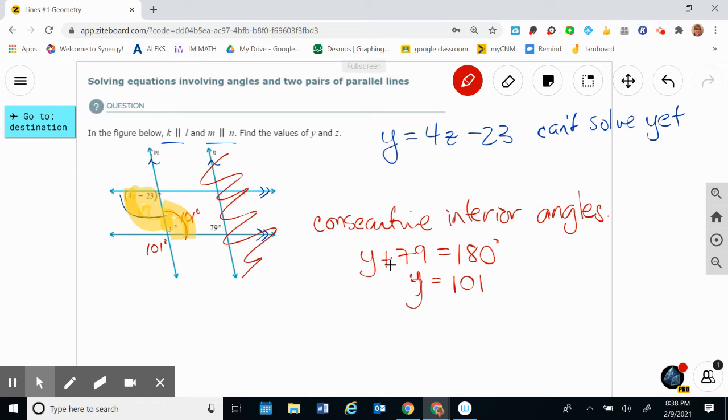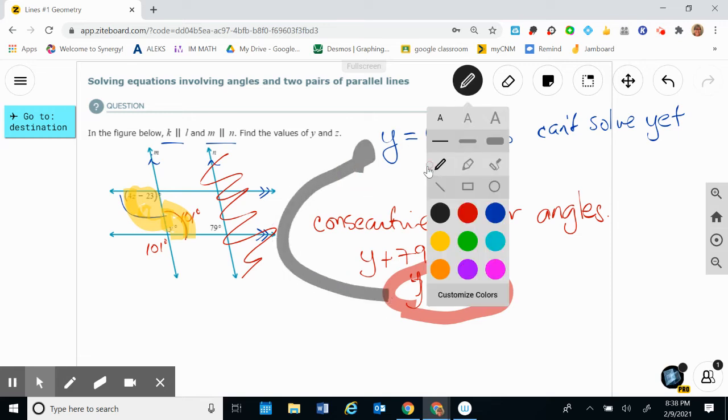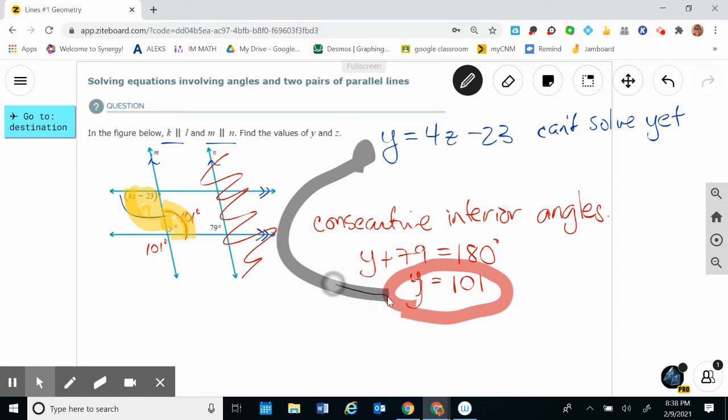Okay, so now if you're looking here, we have our y. So we can plug our y back up into here. I'll just do it over here. So 4z minus 23 equals 101, because y is 101. All I did was I changed the order here so that I could solve it.